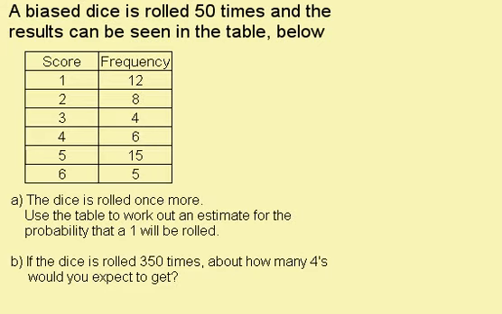Here's a third question for you to try. Press pause and have a go at it. When you're ready for the answers, press play. For this question, the probability that a 1 will be rolled is 12/50. To work out how many 4s I'd expect to get when I roll the dice 350 times, I need to do 6/50 times 350. This gives me the answer 42.